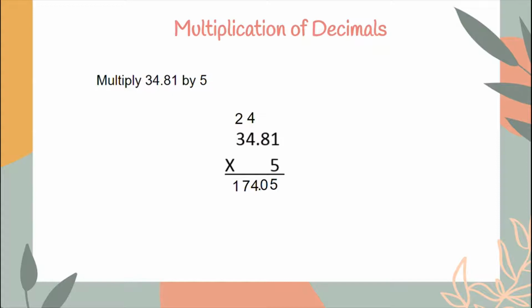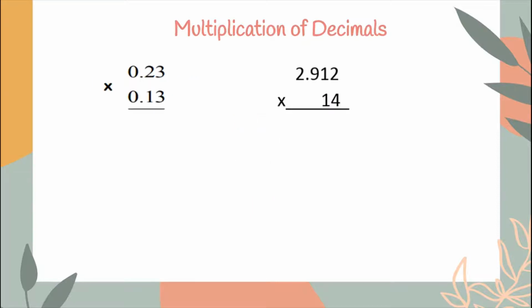Why we put our decimal point between 4 and 0 is because we have 2 decimal places in our factor. So since we have 2 decimal places, we're going to move our decimal point 2 places also to the left. So 1 and 2. So for our final answer, we have 174 and 5 hundredths.